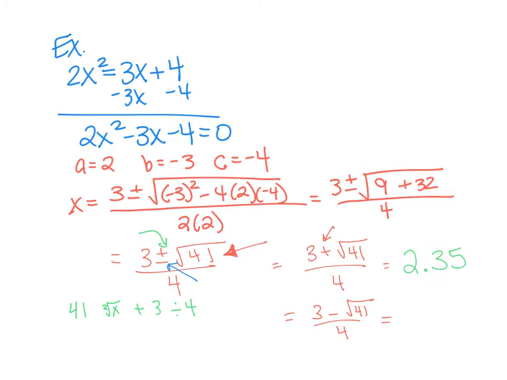Okay, I can do the same thing with my next one. I'm going to do 41 square root of x. Then I'm going to use the little plus minus button, which would make it turn into a negative, right? That's what I want to see here. Then I'm still going to be adding a 3 because it's a positive 3. Then I'm going to divide by my 4. And I would get negative 0.85. Again, I'm rounding to the nearest hundredth.